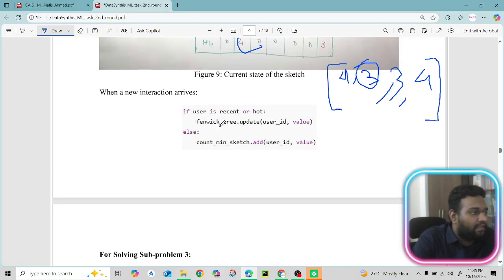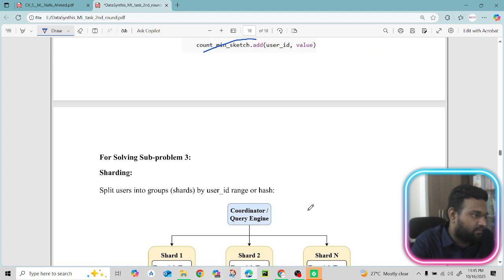So here I'm giving that Fenwick trick. If I want reset or hot update, then I'm going to use Fenwick. Otherwise, I'm going to use count min sketch.